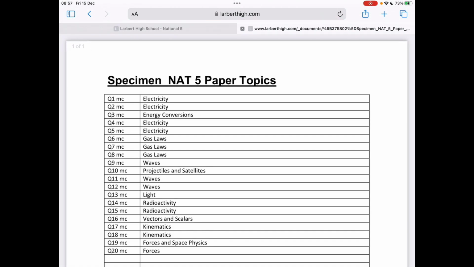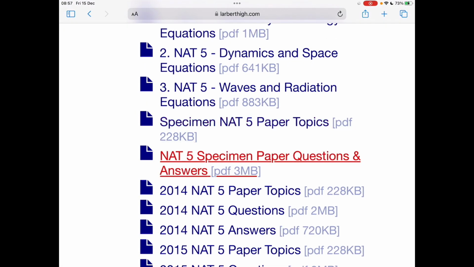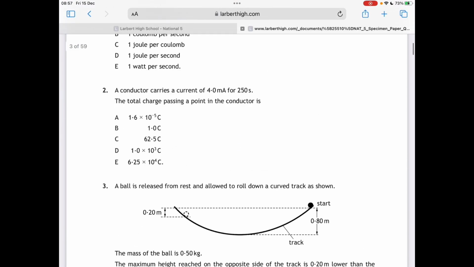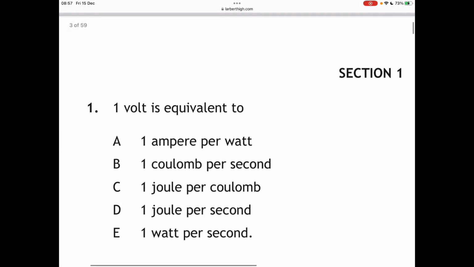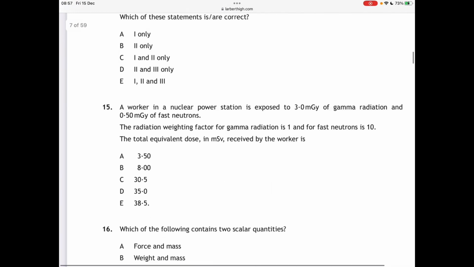Now if I go back to it, question 1, multiple choice is electricity. So I then go to the National 5 specimen paper questions and answers, and I scroll down to question 1. 1 volt is equivalent to, etc. That's definitely an electricity equation. So the two things match up. And for these, we do have answer files as well.